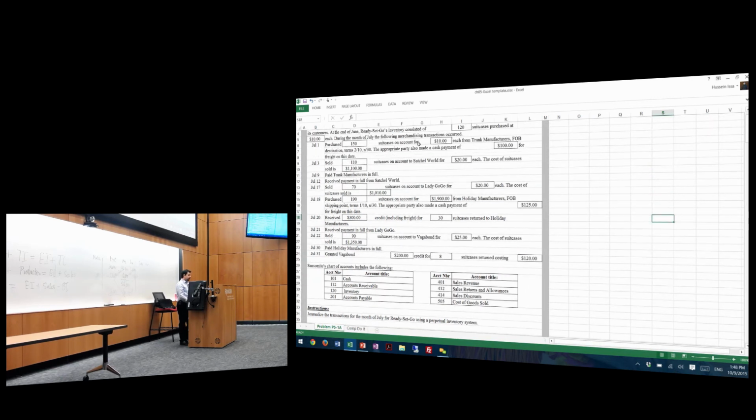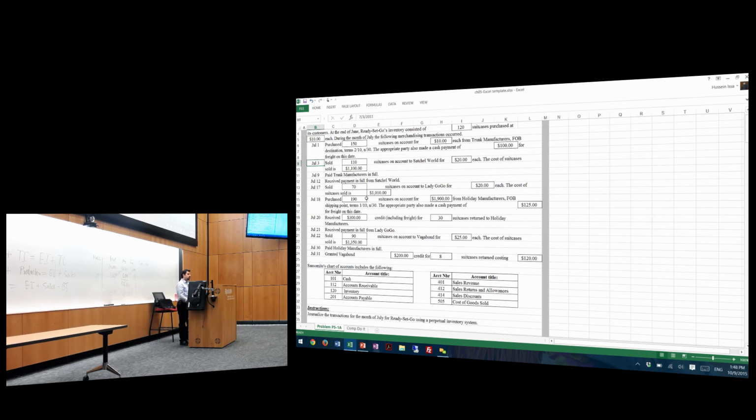The appropriate party also made a cash payment of $100 for freight. Who's paying the shipping here? It says FOB destination, so who's paying for the shipping? The seller. So do we make a journal entry for this one? No, we don't. Now the company sold on July 3rd.